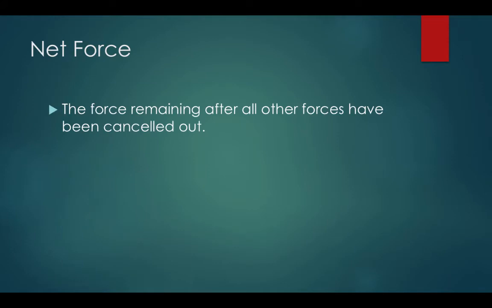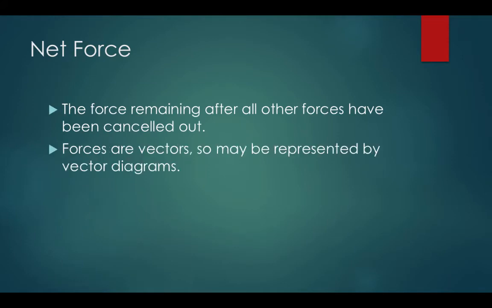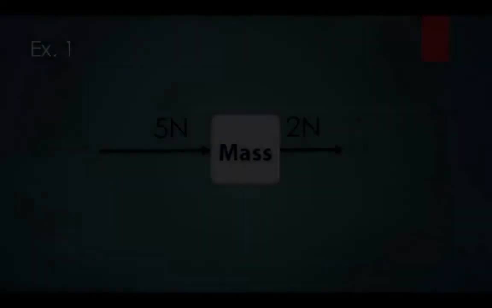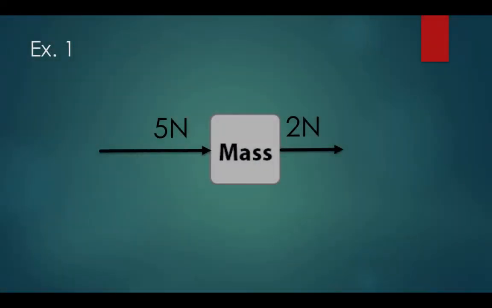Now for net force. This is the force remaining after all the other forces have been cancelled out. Forces are vectors, so they may be represented by vector diagrams. In this diagram, it looks like there are two forces acting on the mass, one pushing and one pulling. Since they're in the same direction, the forces add up to 7 newtons to the right. The object should accelerate to the right.